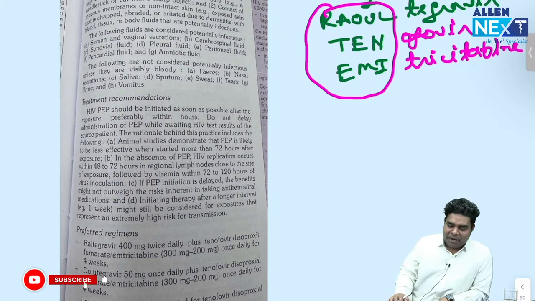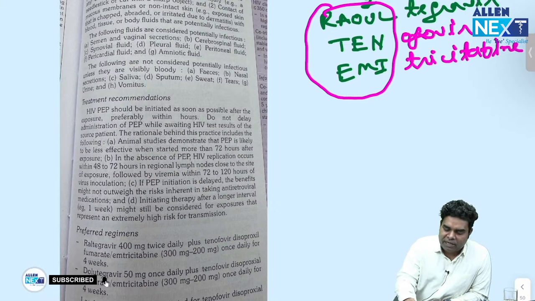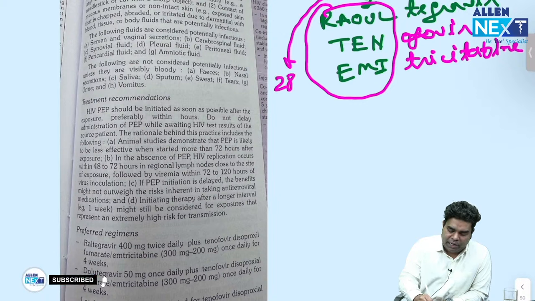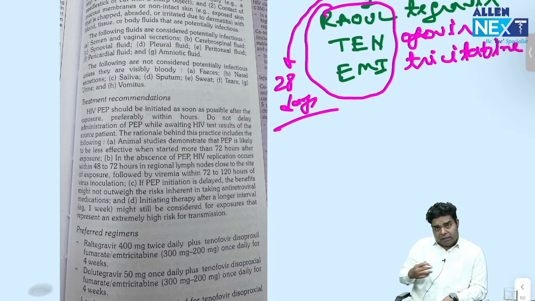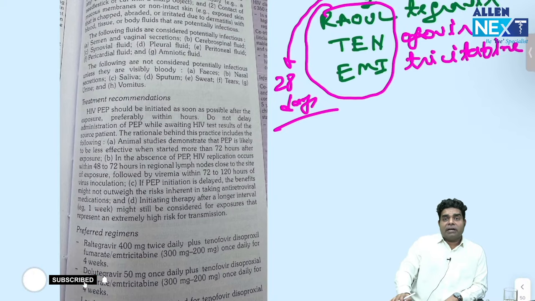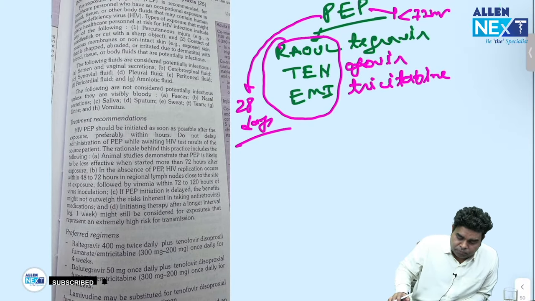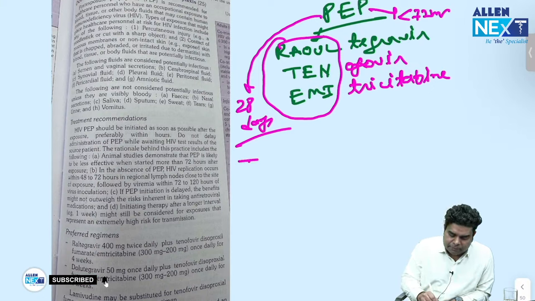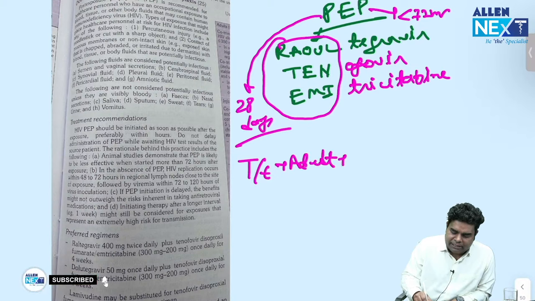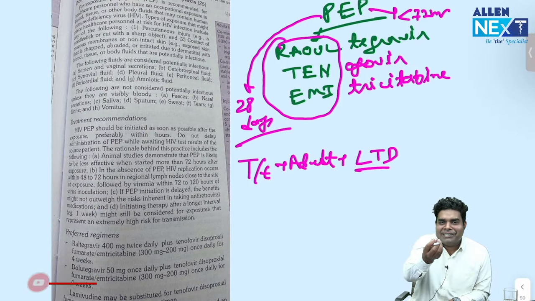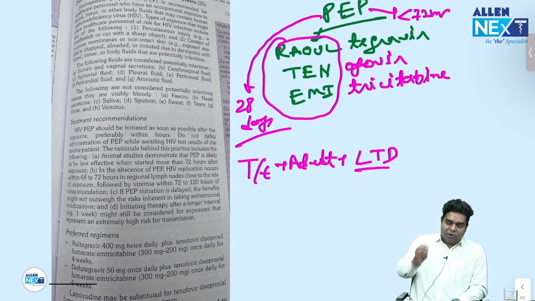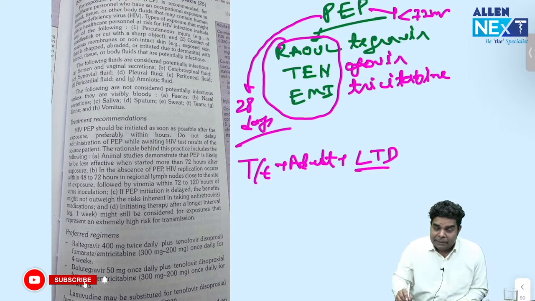So Rahul 10 EMI is post-exposure prophylaxis and it should be given in less than 72 hours, and post-exposure prophylaxis is given for 28 days. But if it comes for the treatment of normal HIV, then for the treatment in adults, we give the drug LTD. Limited edition, HIV is limited: lamivudine, tenofovir, dolutegravir. Okay, so treatment of HIV is by LTD.